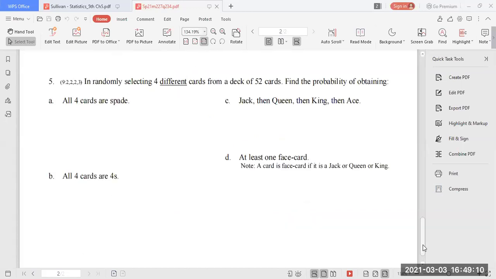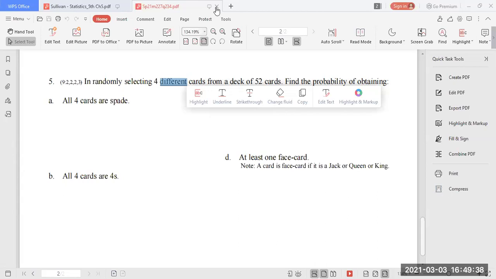Now number 5 is also the same. In randomly selecting 4 different cards, we are not allowed to select the same card. This implicitly means that the procedure is done without replacement. Does it make sense right now? Yes, I'm following. So that's actually a key question.